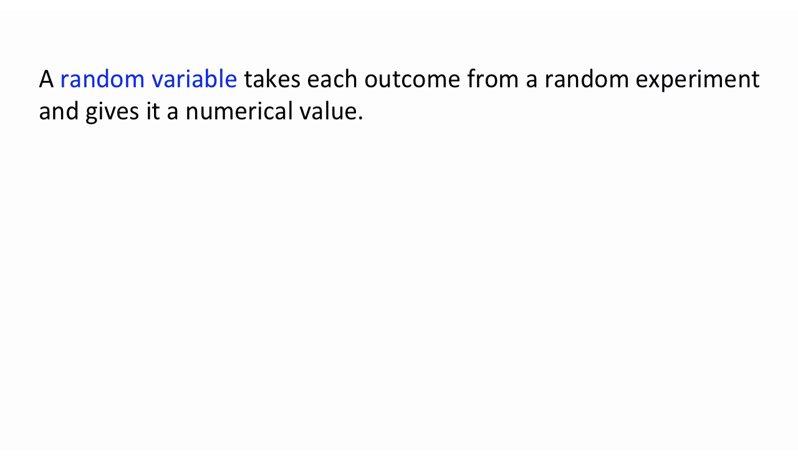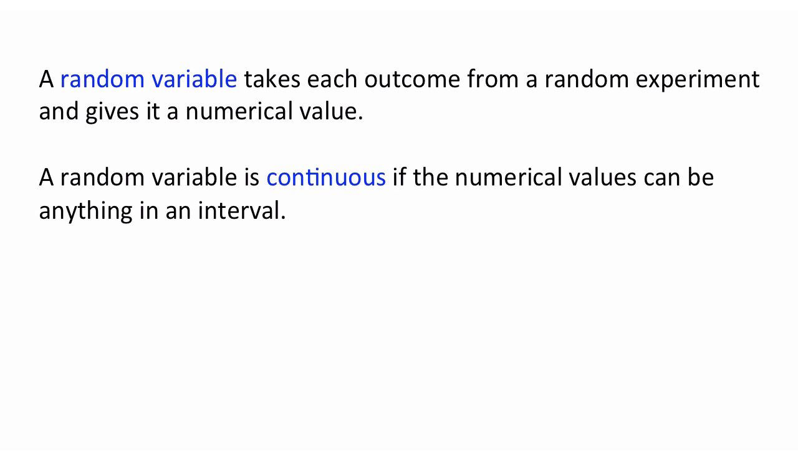A random variable takes each outcome from a random experiment or random process, such as flipping a coin or spinning a roulette wheel or measuring the birth weight of a randomly chosen baby, and it gives that outcome a numerical value. We say a random variable is continuous if the numbers it can be are anything within an interval, where the interval can extend as low as -infinity all the way to +infinity, or it can have finite bounds.